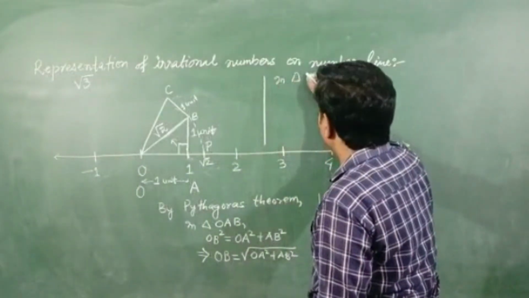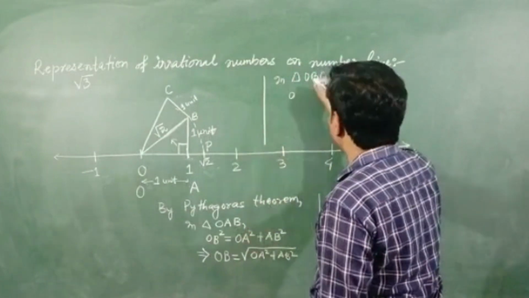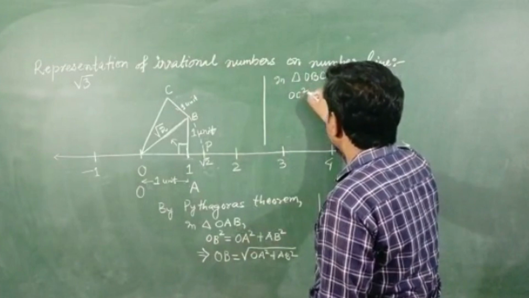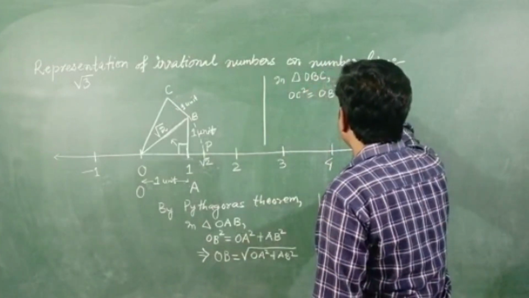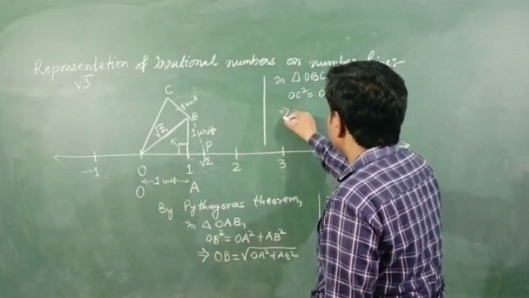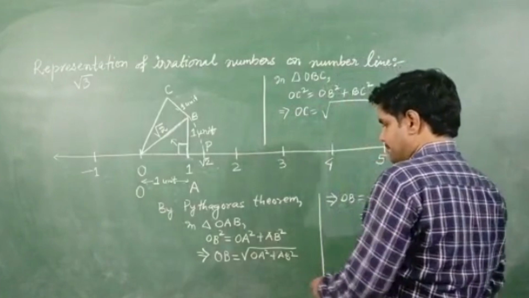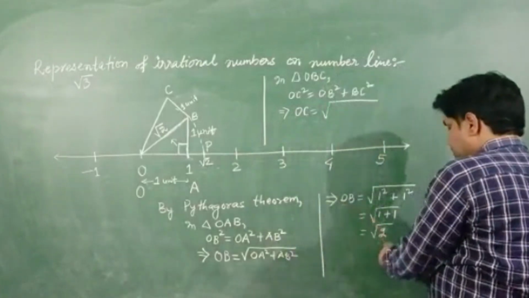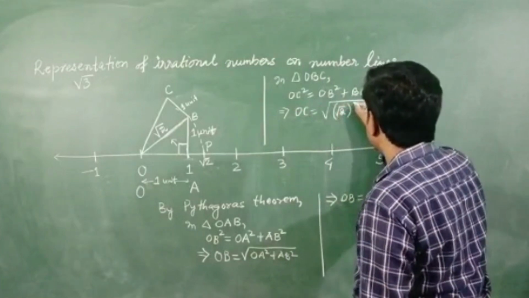In triangle OBC, we have the same Pythagoras theorem. We have OC squared is equal to OB squared plus BC squared. This implies OC is the square root of, what is OB? OB we have just now calculated, root 2. So we can write OB as root 2 units.